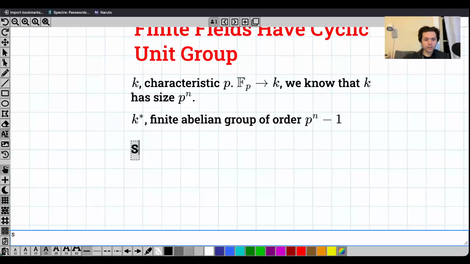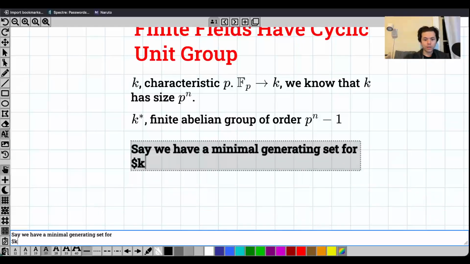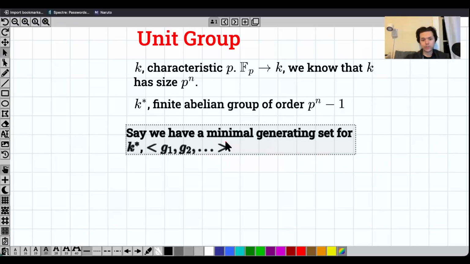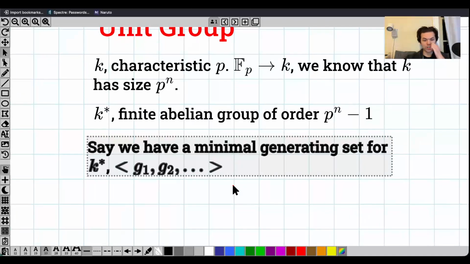So say we have a minimal generating set for K star that we'll write as g1, g2, and so on. And let's say that it's not cyclic. So this minimal generating set has at least two elements, g1 and g2, that generate the group of units.